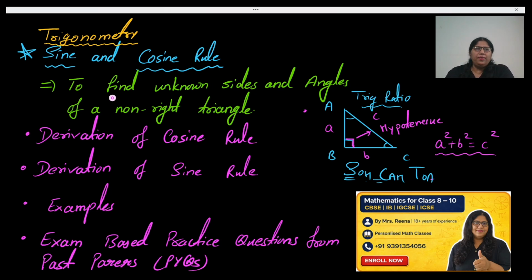So in this topic, we will use the sine and cosine rule to find unknown sides and angles of a non-right triangle. There is a rule that you have to remember, but how do we derive it, how do we reach that rule? We will see that along with an example, and then we are going to consider an exam-based question.